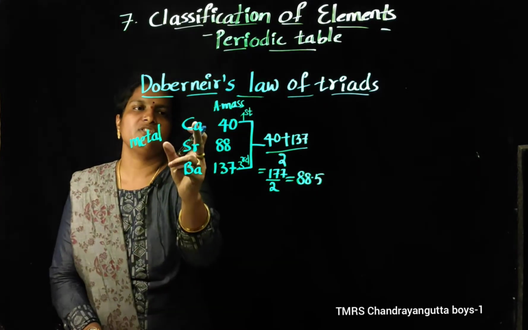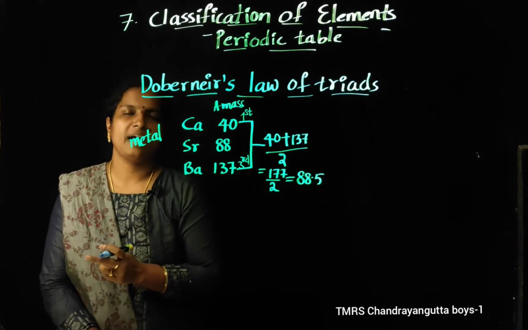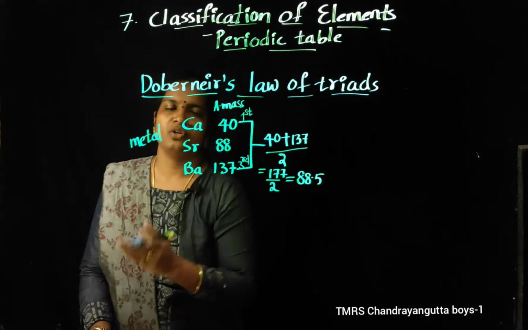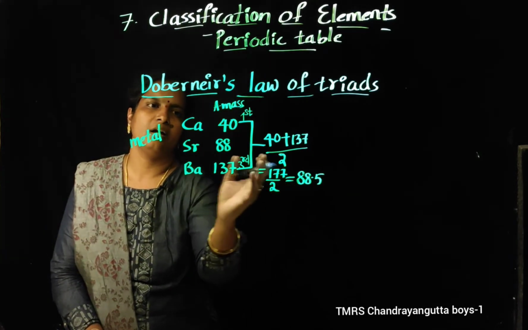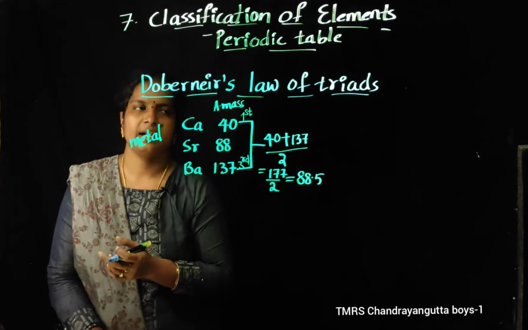This is the first and third elements. When he took the average of the atomic masses of the first and third, he could get the atomic mass of the second element.